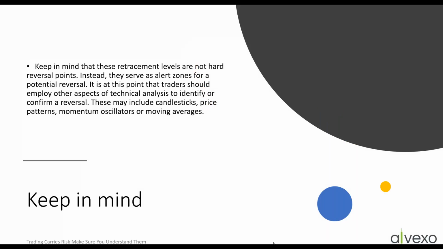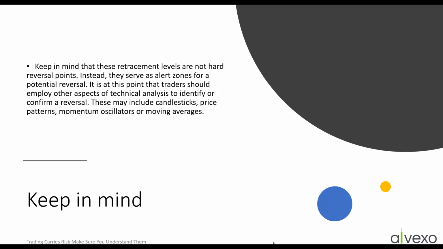Now, keep in mind that these retracement levels are not hard reversal points. Instead, they serve as alert zones for potential reversals. It is the point that traders should employ other aspects of technical analysis to identify or confirm reversals. These may include candlesticks, price patterns, momentum oscillators, or just simple moving averages.